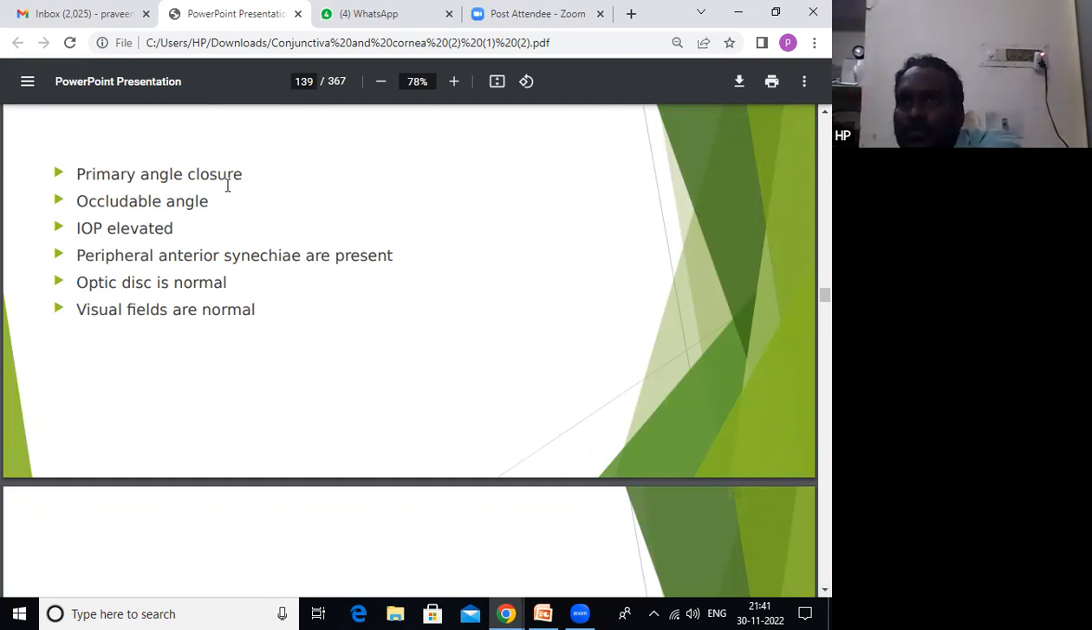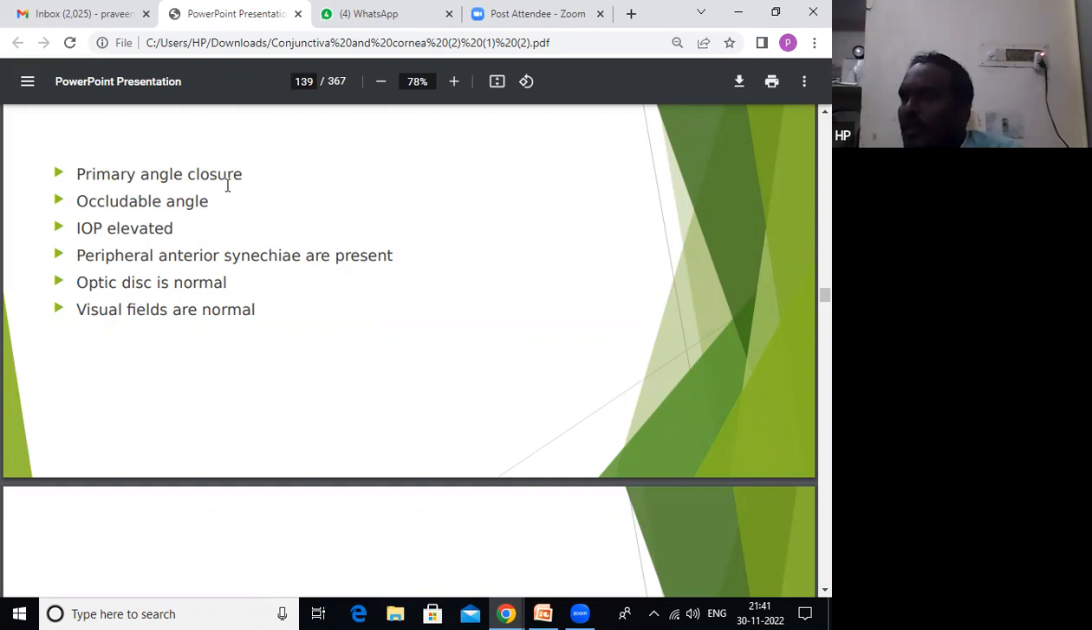This angle is closed, so the IOP is elevated; the intraocular pressure is increased because the angle is closed. And then you have a peripheral anterior synechiae because the angle is closed. Once the intraocular pressure is increased, you may or may not have optic disc changes or visual field defects. If you have optic disc changes and visual field defects, that will go into glaucoma.